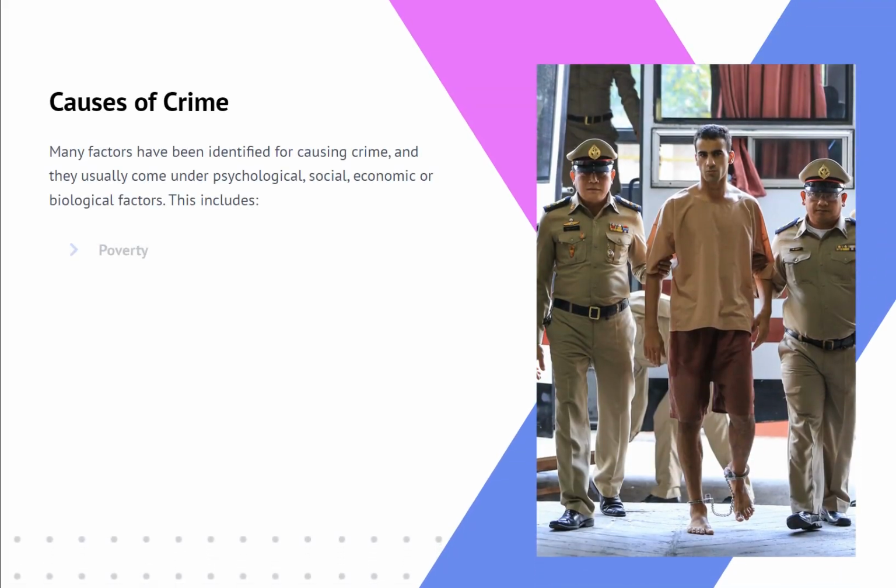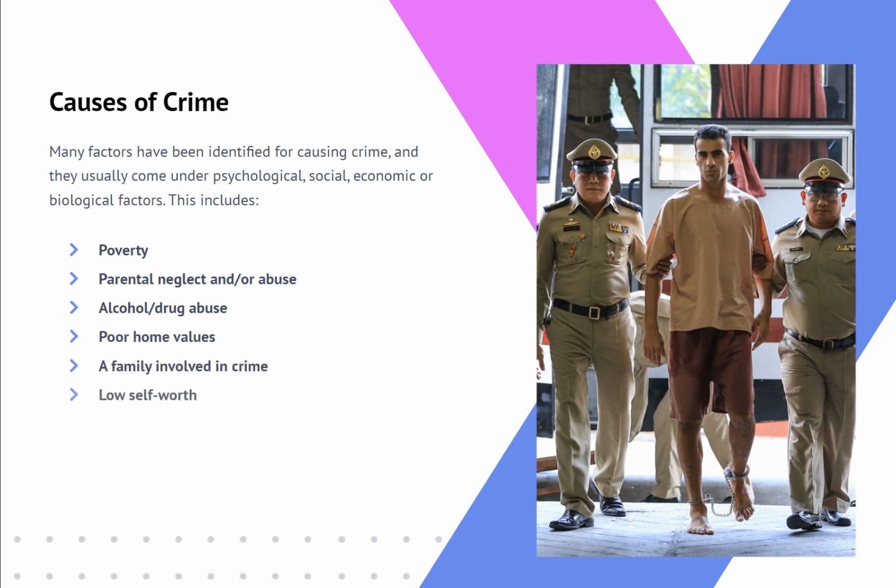Many factors have been identified for causing crime, and they usually come under psychological, social, economic, or biological factors. This includes poverty, parental neglect and/or abuse, alcohol or drug abuse, poor home values, a family involved in crime, low self-worth.